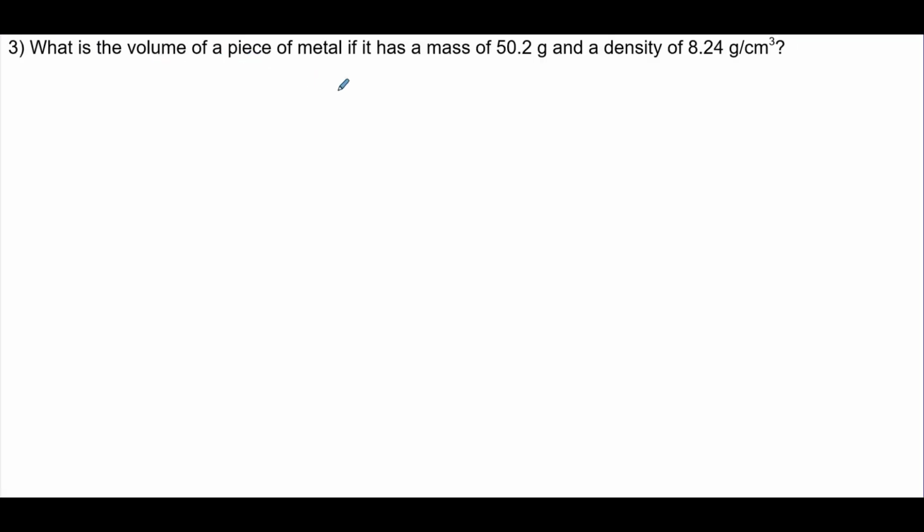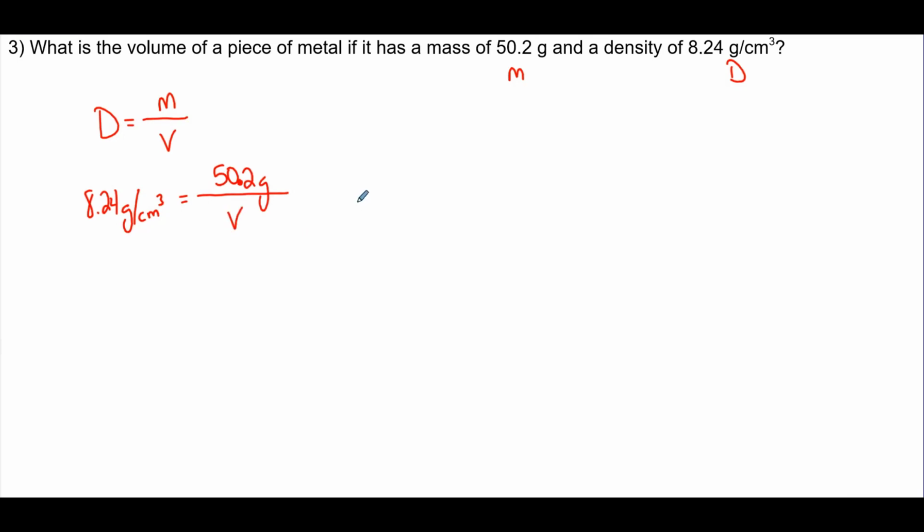So moving on, we have question 3. What is the volume of a piece of metal if it has a mass of 50.2 grams and a density of 8.24 grams per centimeter cubed? So again, I like to write that formula down first, and then I just plug in the numbers. Density is 8.24 grams over centimeters cubed, and that's equal to the mass, which is 50.2. Make that decimal a little more clear, and we are solving for volume.